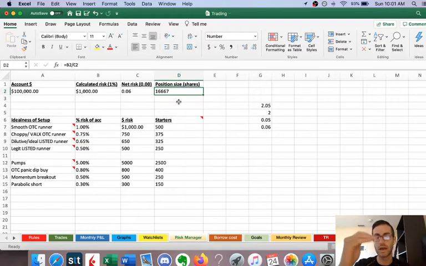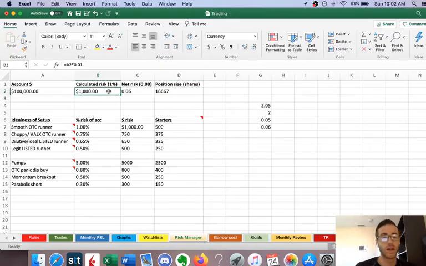I want my entry, my exit if I stop out and take the loss, and how many shares I need to buy in order to lose $1,000. Now, do I lose $1,000 on every single trade? Absolutely not. As I've gotten more experience, I have learned to risk different percentages on different setups.